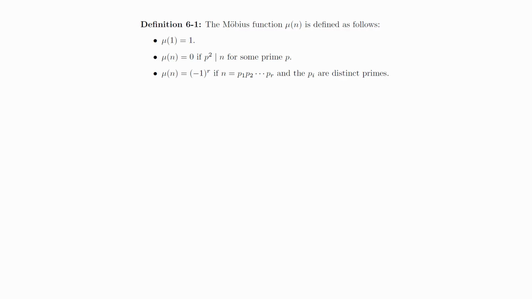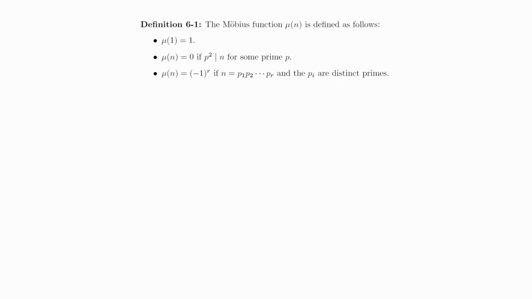If the prime factorization has a repeated prime, the value is 0. Another way of saying this is that if a square greater than 1 divides n, then mu of n is equal to 0. Otherwise, it counts up the number of primes in the prime factorization and takes the value plus or minus 1 depending on whether the number of primes is even or odd.